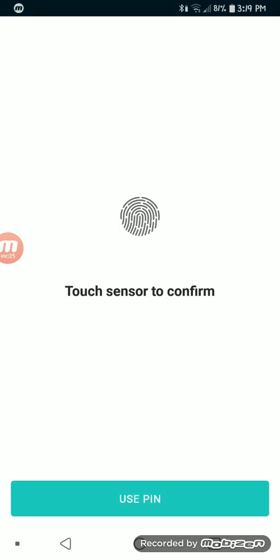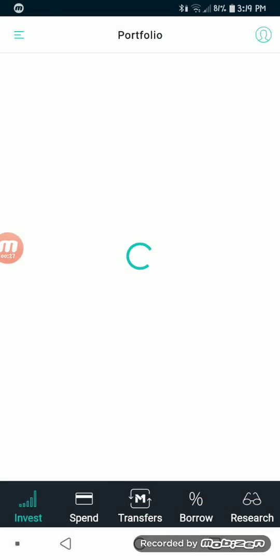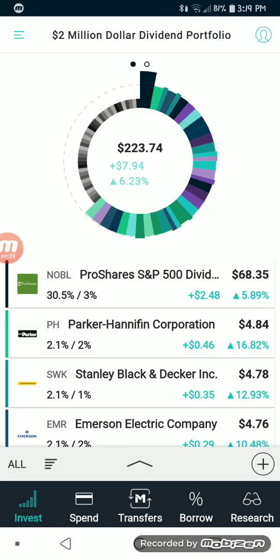Alright, so here we go. We're signing in. The first tab on the left is your invest tab, and this is going to show your current portfolio that you have set up. Right now I have this portfolio titled the $2 million dividend portfolio, because that's what I plan this to be someday, where it's just a bunch of dividend stocks that generate cash flow every single month and quarterly from dividends. I'm hoping to grow this to $2 million someday.